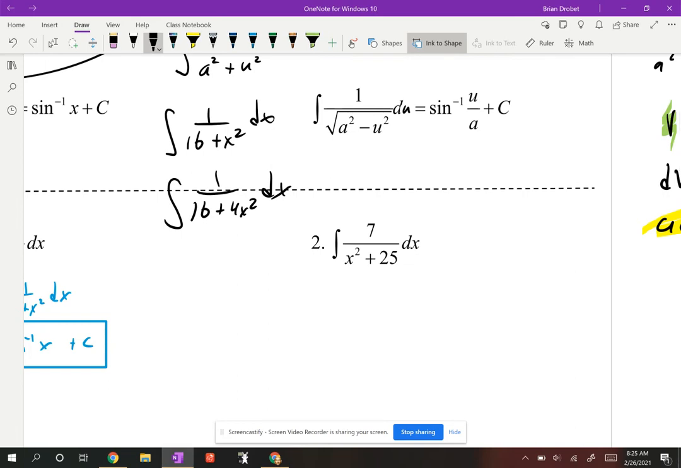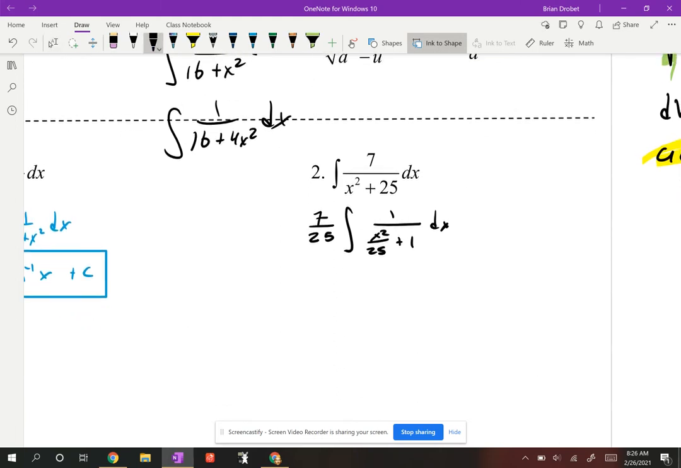So first step is I'm going to pull out a 7 and a 25 out of the integral. So 7 from the numerator, 25 from the denominator. When I do that, I'm going to have the following. So I've got my 1 there that I want. Now the next thing, as I mentioned, is I want to express that squared term of x squared over 25 as a perfect square. So x over 5 quantity squared.